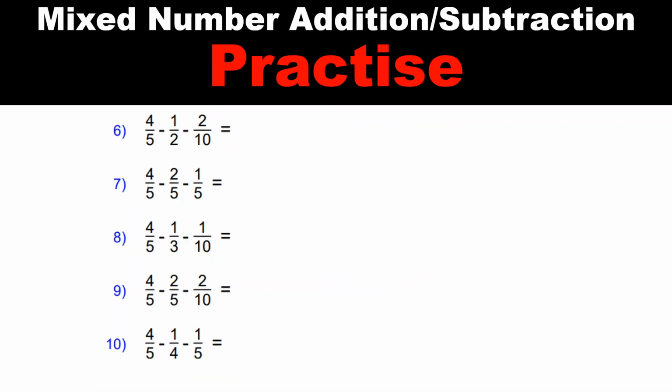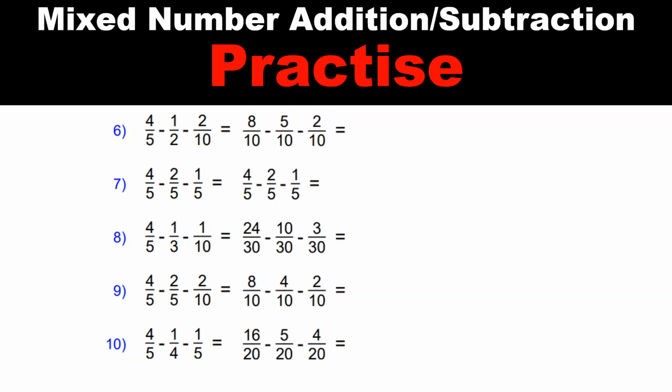Next, we're doing some subtractions. First, we'll get common denominators. We've already got a common denominator for question 7. Then we'll subtract our numerators and simplify if you can.